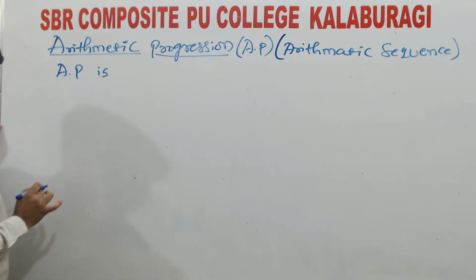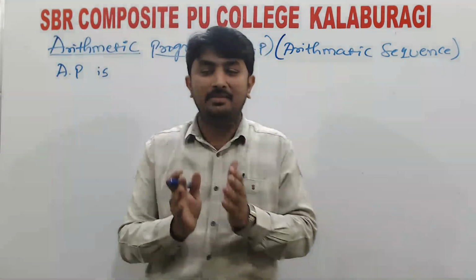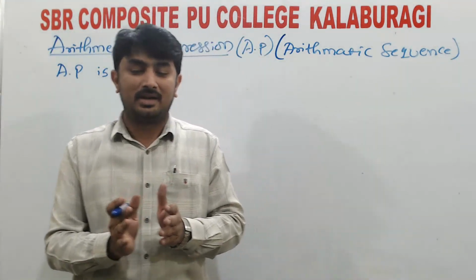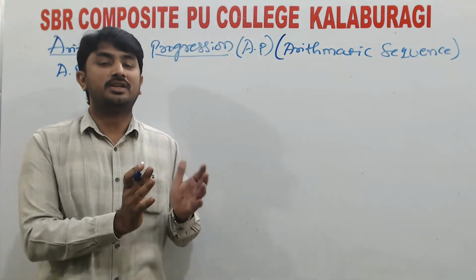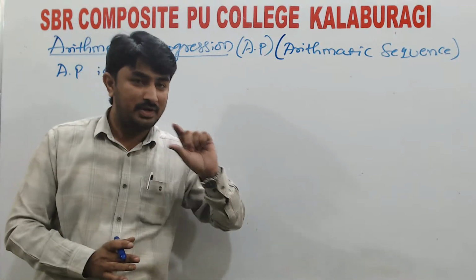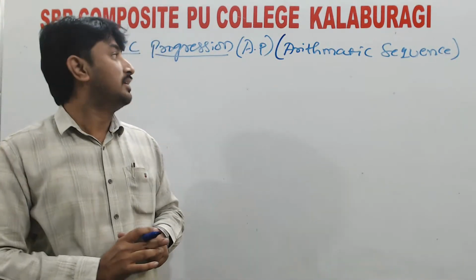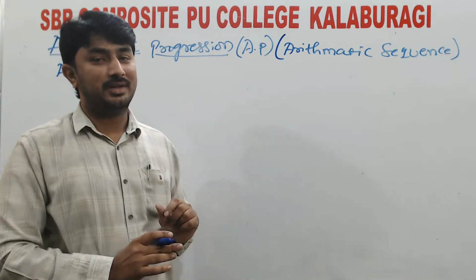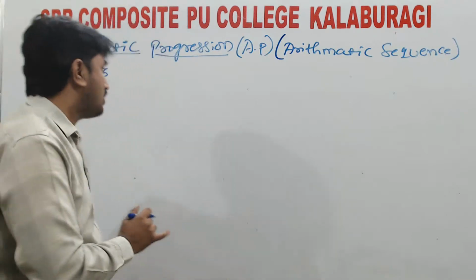It is a special type of sequence. It follows the difference rule. It means the difference of consecutive terms is always constant. Then it follows a particular rule. That particular rule is called a difference rule. That is, the difference of consecutive terms is always equal to a constant.